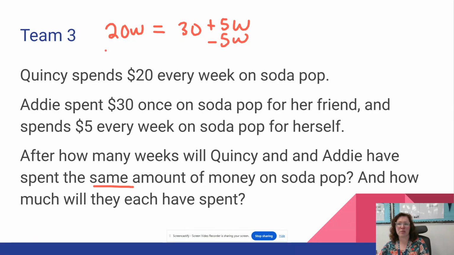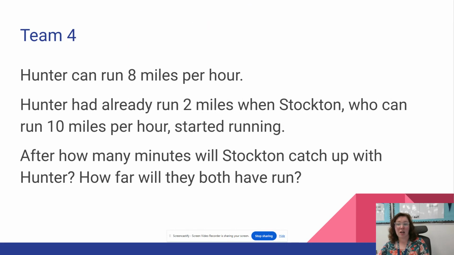Subtract 5W on both sides because the 5 is the smaller letter, right? 5W is smaller than 20W. I just like to do it that way. 15W equals 30. Divide both sides by 15, and we get that it only takes 2 weeks for them to have spent the same amount of money. And we can plug in 20 times 2 or 30 plus 5 times 2 to find out how much money that is. Hunter can run 8 miles per hour.